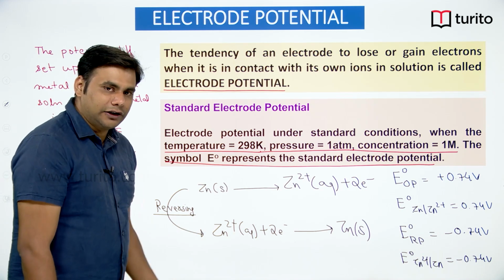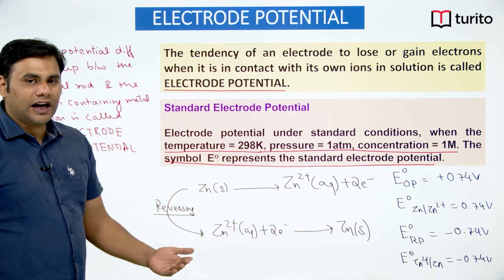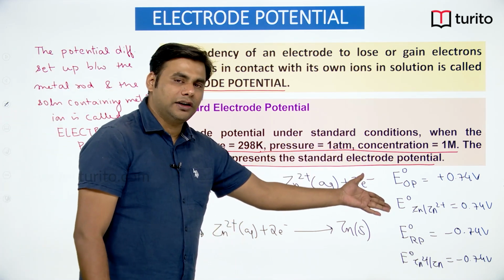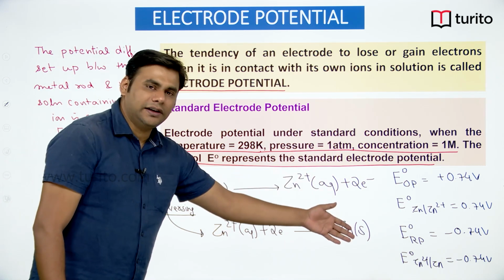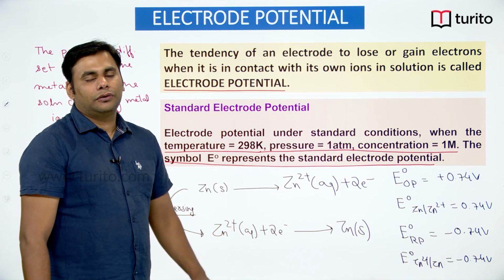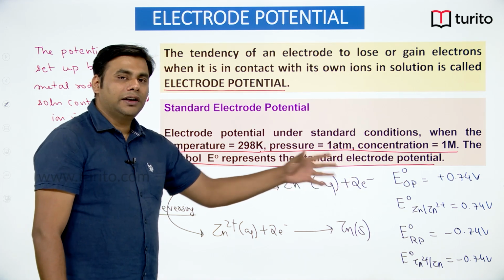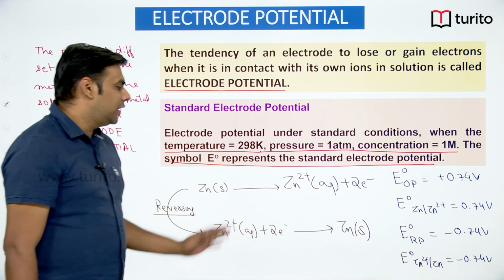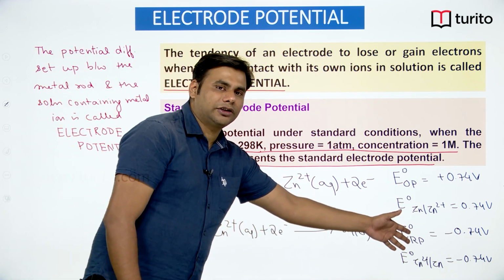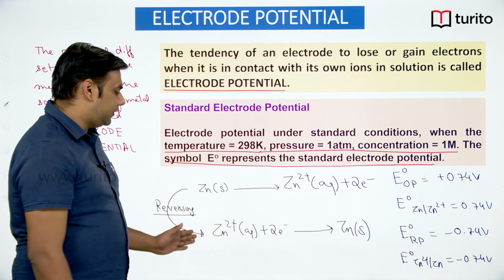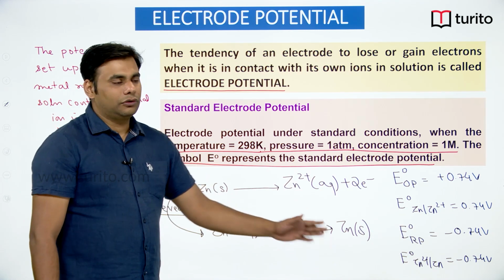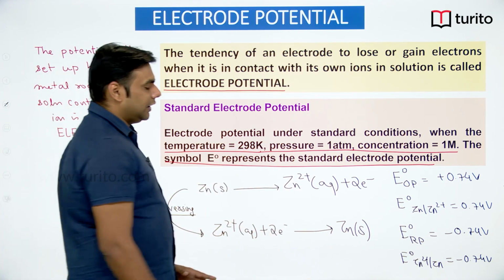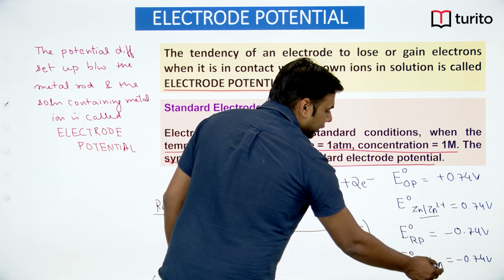When we are dipping a metal in its aqueous solution, we'll say that a potential has been set up which is called the electrode potential. If oxidation is happening, we can write its oxidation potential. If reduction is happening, we can write its reduction potential. Oxidation potential will represent the tendency of a metal or any substance to get oxidized. Standard reduction potential would indicate the tendency of a substance to get reduced. I hope this is clear to you and I hope you are clear with the notation.